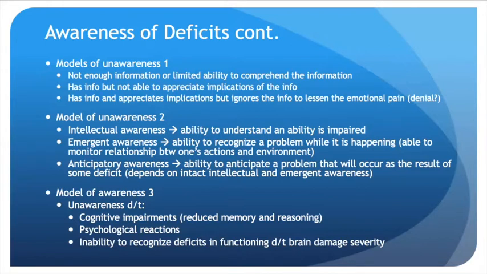There's a few other models here. So in the second model, the anosognosia could be due to intellectual awareness deficits, emergent awareness deficits, or anticipatory awareness deficits. In the third model, the anosognosia could be due to cognitive impairments, psychological reactions, or inability to recognize deficits just due to the severity of the brain damage. So there are different models of unawareness. Regardless of which model is the most accurate, there are multiple things going on in the brain when a person does not have the ability to recognize their own deficits, and that is a limiting factor to therapy. So perhaps increasing awareness of deficits may be a target for therapy, depending on the patient.